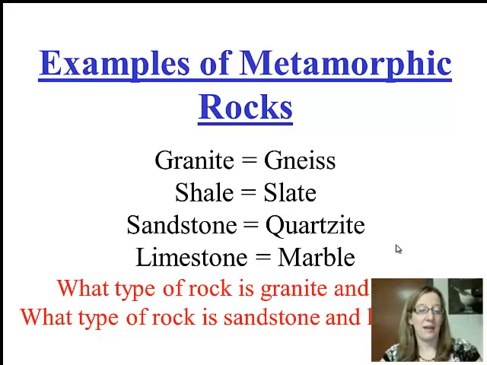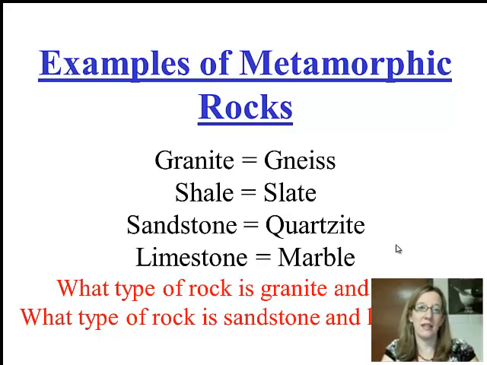So here are some examples of metamorphic rock. To be a metamorphic rock, it has to be a rock first, and then heat and pressure changes it into another rock. So granite, which we know is an igneous rock, if it experiences great amounts of heat and pressure, becomes the rock called gneiss.